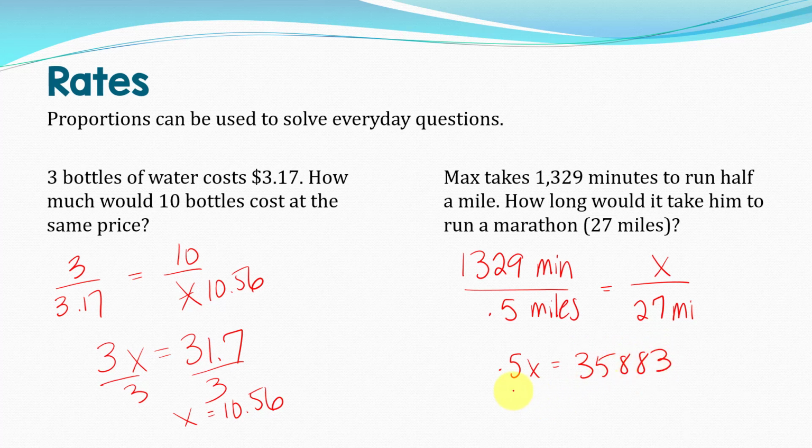That's 35,883. We'll divide that by 1/2, and that's going to be 71,766. Divide that by 60 just to convert minutes to hours. That's 1,196 approximately hours. So that's a really long time. Max is not going to make the track team.